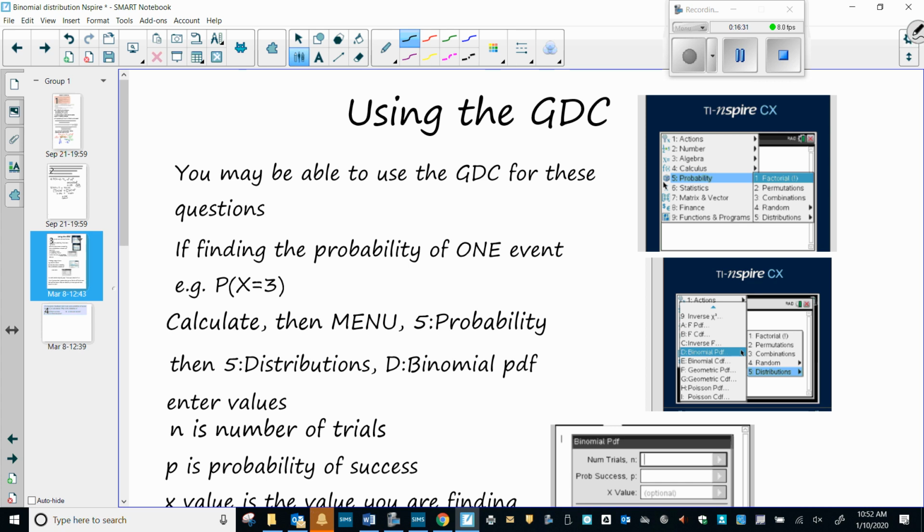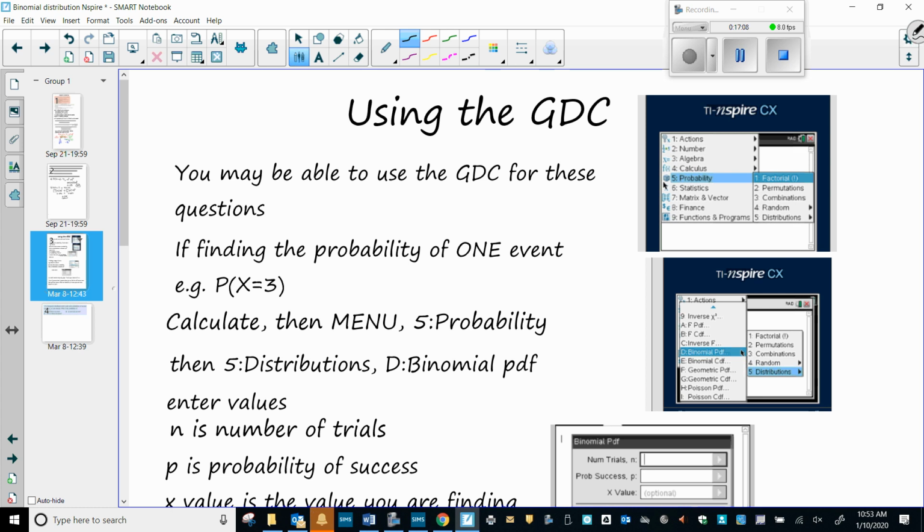But using the GDC. So if you're trying to find the probability of just one event happening, where it's just equal to something, I've tried to show the bits here. It automatically defaults to factorial because as soon as I get to here, it hits this page. So I was trying to show you in steps. You want to go to probability, distributions, and binomial PDF. The PDF is just where you're having one value.